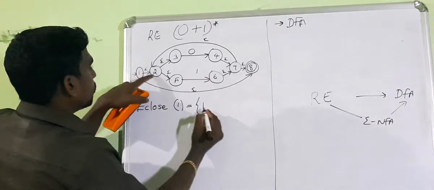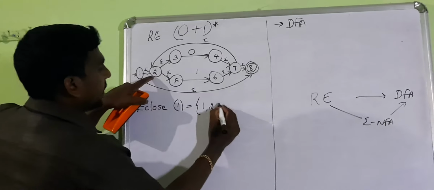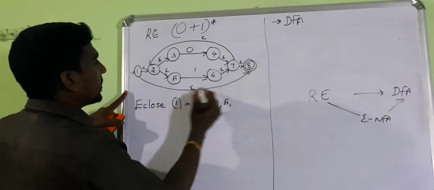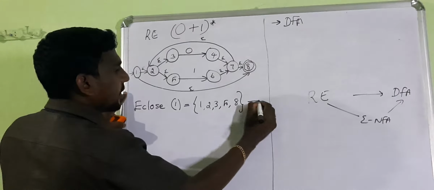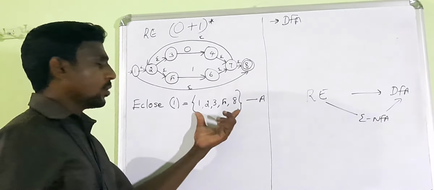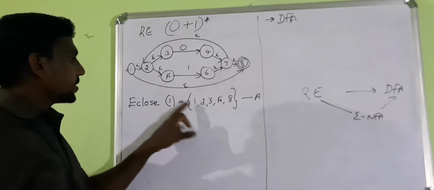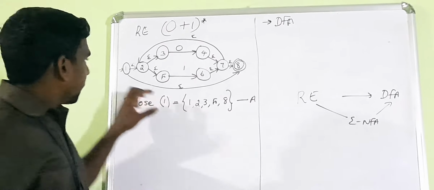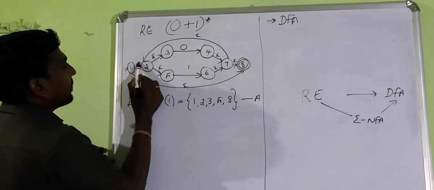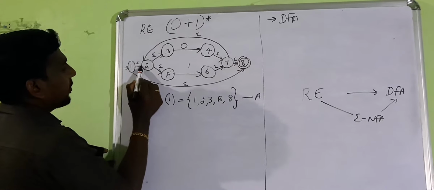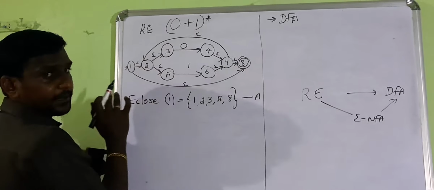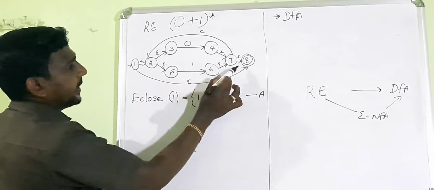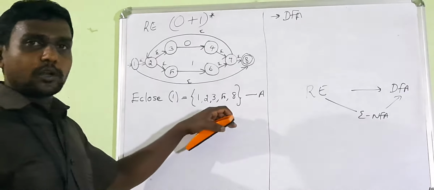Clear? So 1 to 2, so I have to write 2; 2 to 3, I have to write 3; 2 to 5, so I have to write 5; and another one is 8. Okay, so this I want to mark as A. So you know how it comes. Whatever state we want to find the e-closure of, that state should be there, 1. Then from state 1 we have to check where epsilon moves go directly. Here, if it is epsilon you cannot take 3 through a non-epsilon move. Okay, 2 and 5 and 8 and 3, that is the e-closure of 1.